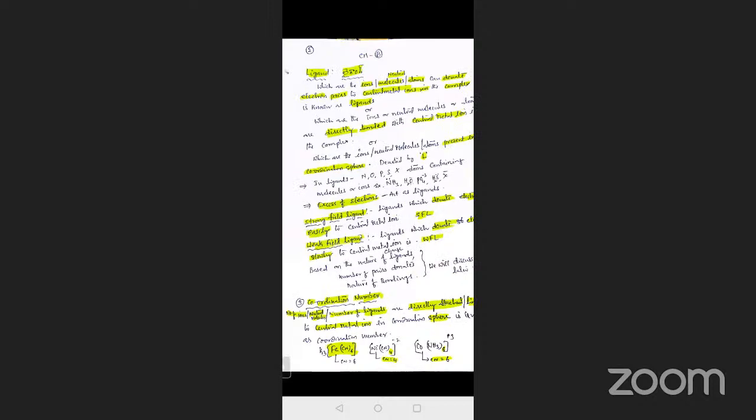Based on the nature of the ligands, they are again classified into three types, that we will see next. Nature of the ligands, number of pairs donated, nature of the bonding, the different types of ligand we will see in the next step.